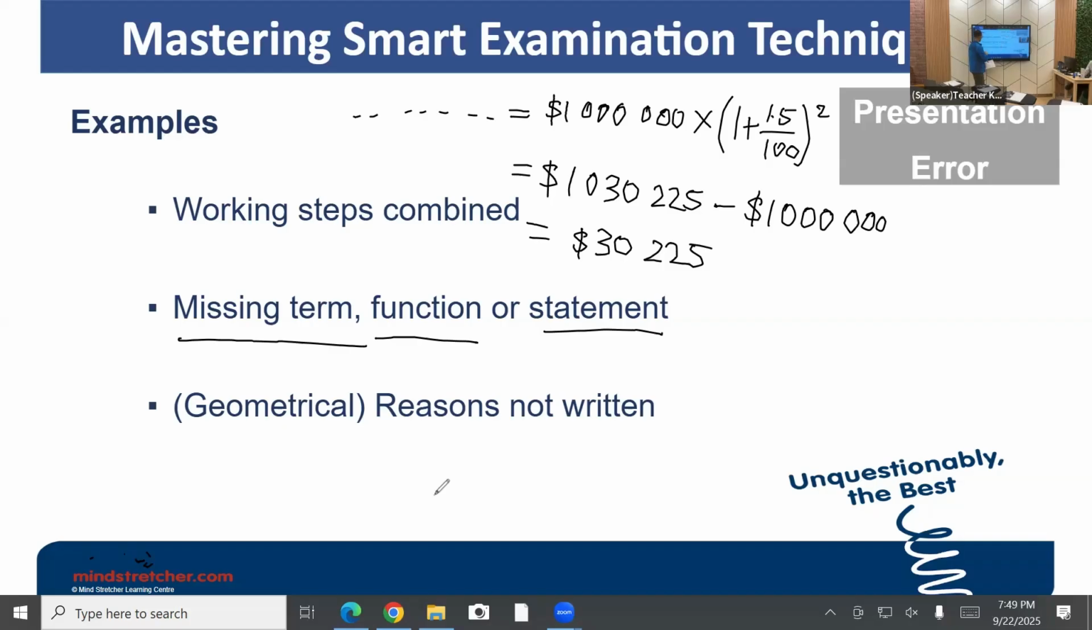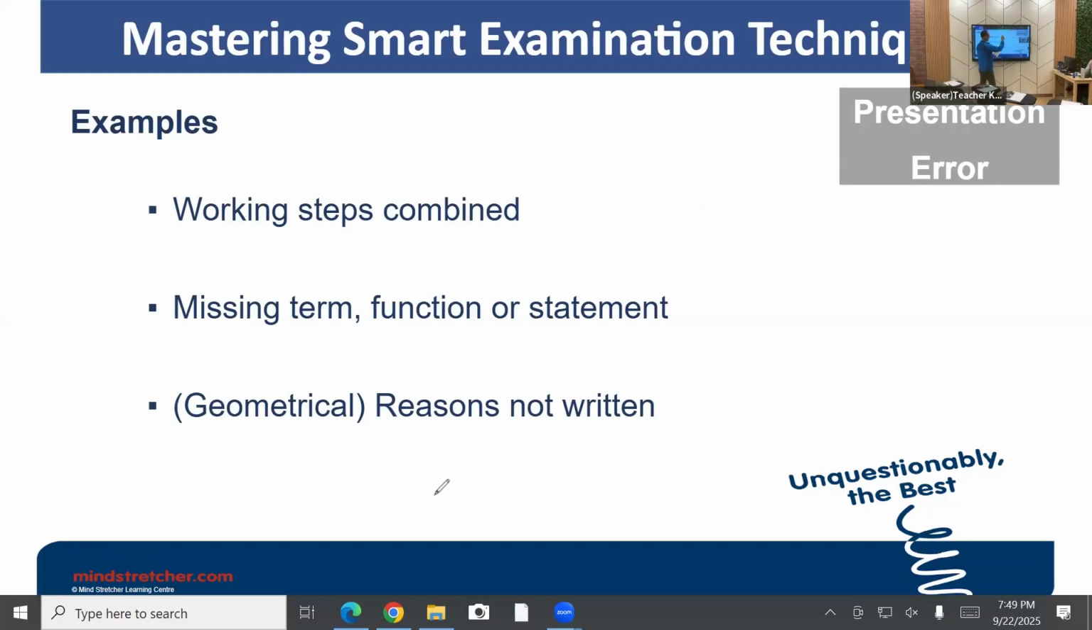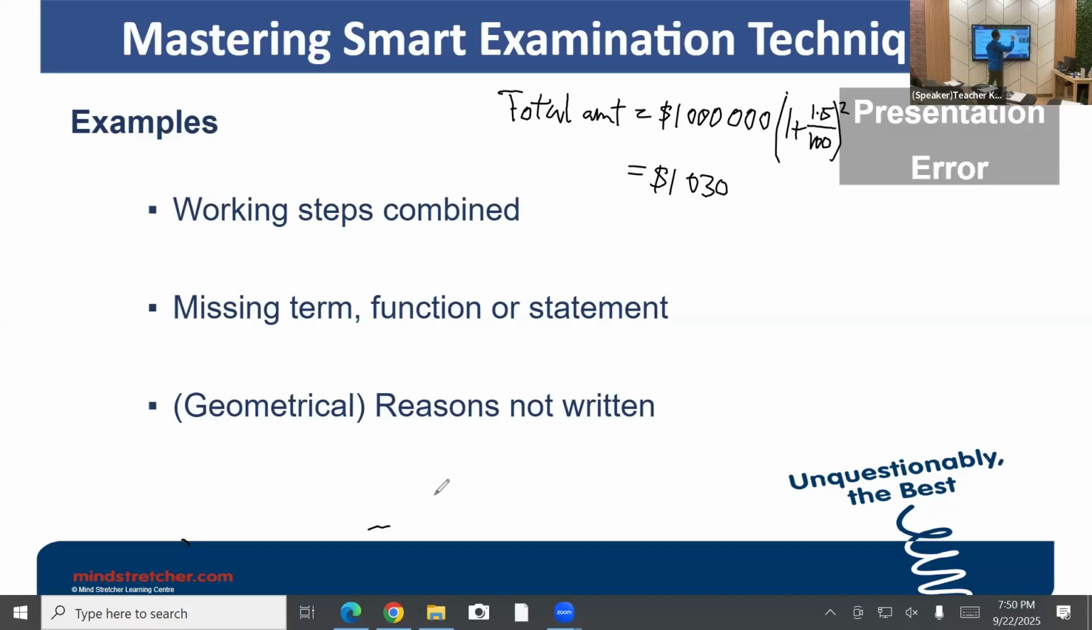So what we should be doing is showing it in this way. Let me clear this first. Okay, so the first step is that he should be showing the total amount first. I'm writing short form to save some space here. So this will be your 1 million multiplied by 1 plus 1.5 over 100, squared, and this will give you 1,030,225 dollars. So that's the first step.